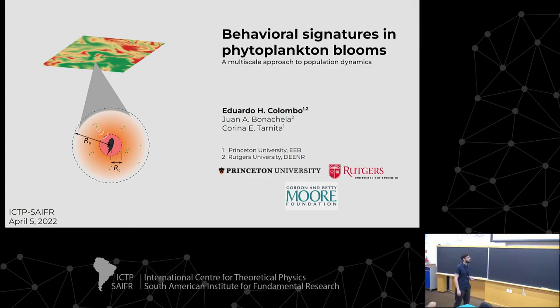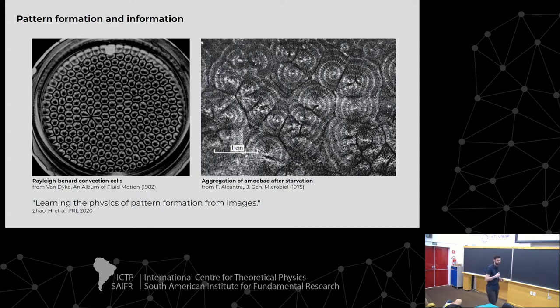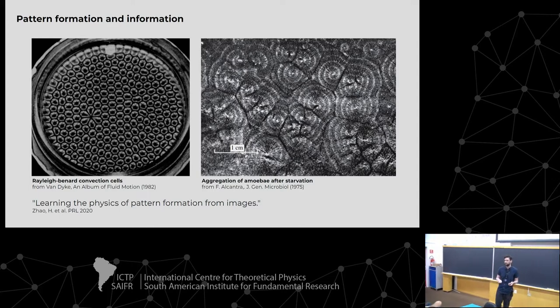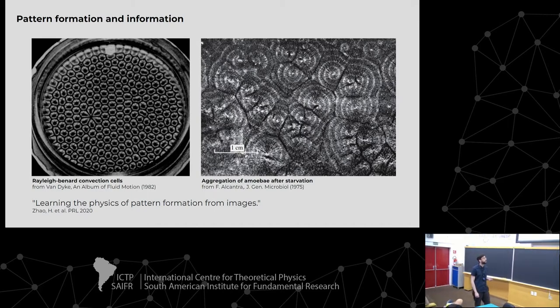And so this project for me comes from a long way, when I started understanding pattern formation. Here I'm showing you two pictures from very different contexts, but they have similar visual signatures. Here you see Rayleigh-Bénard convection cells, when you have a difference of temperature between the bottom of this petri dish and the top. There's a critical temperature difference that produces these convection cells, and they organize in very hexagonal patterns. There is some imperfection there from nature, I'd say.